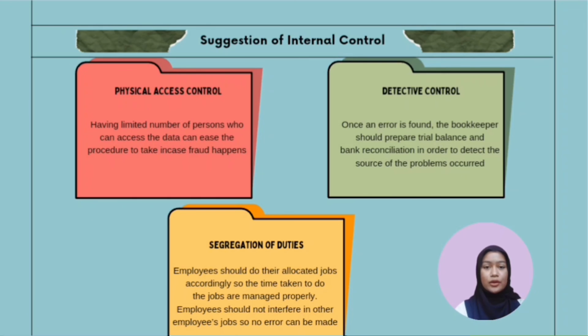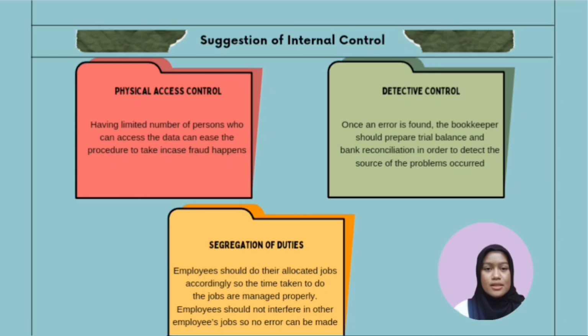Next is detective control. It should be done right after an error is found. Once an error is found, the bookkeeper should prepare a trial balance and bank reconciliation in order to detect the source of the problems that occurred. This way, it can help them to find the source of the problems easily.